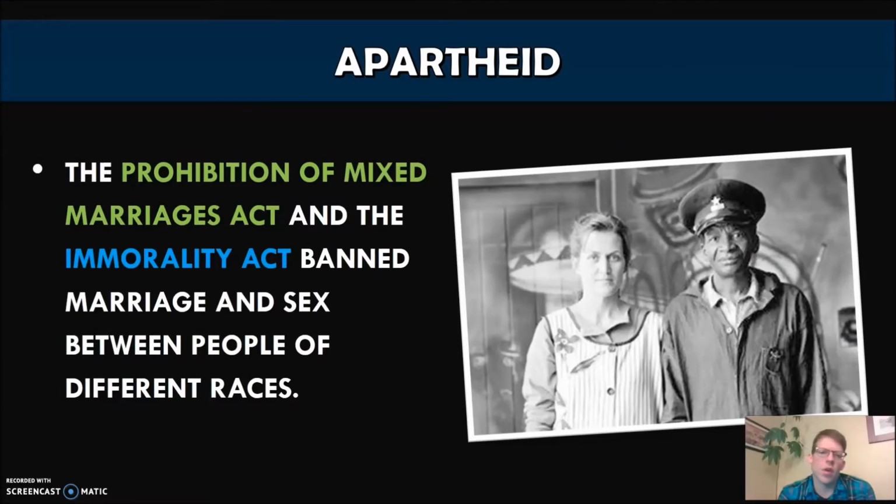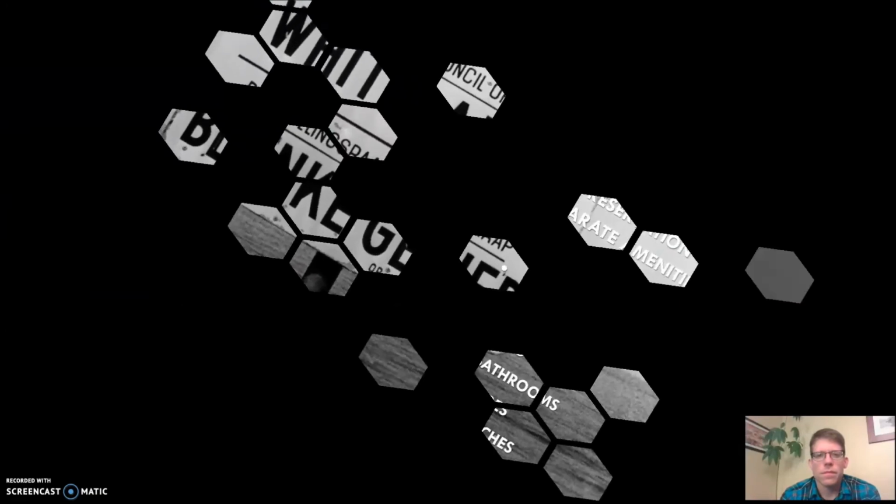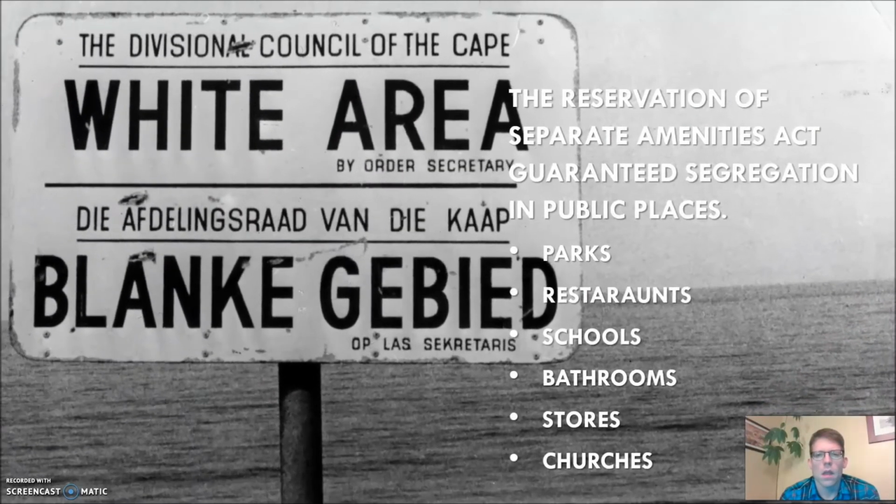Next comes the Prohibition of Mixed Marriages Act and the Immorality Act. This banned marriage and sex between people of different races. The Reservation of Separate Amenities Act came next. It guaranteed segregation in public places. So, segregation at beaches, parks, restaurants, schools, bathrooms, stores, and churches.